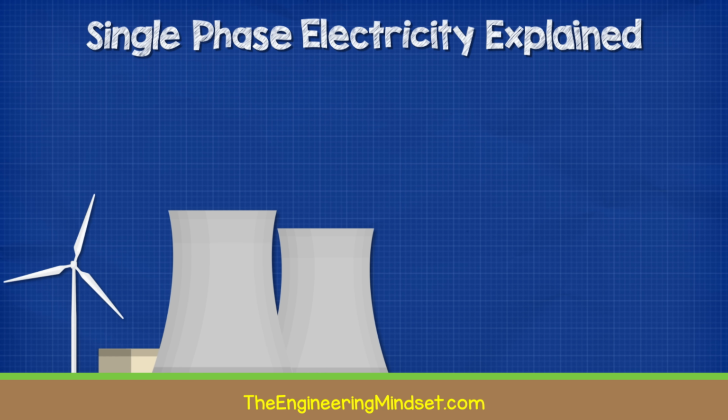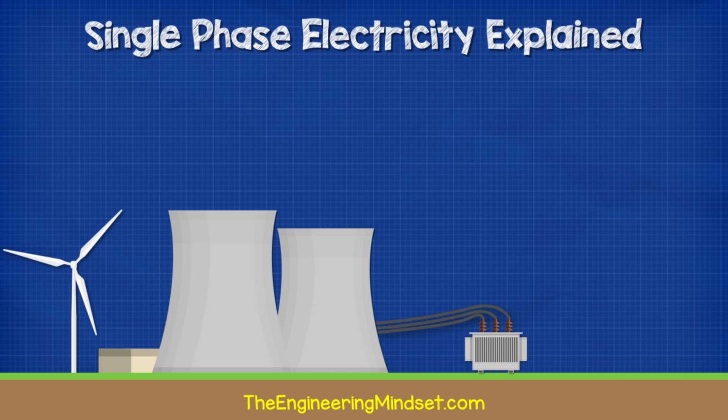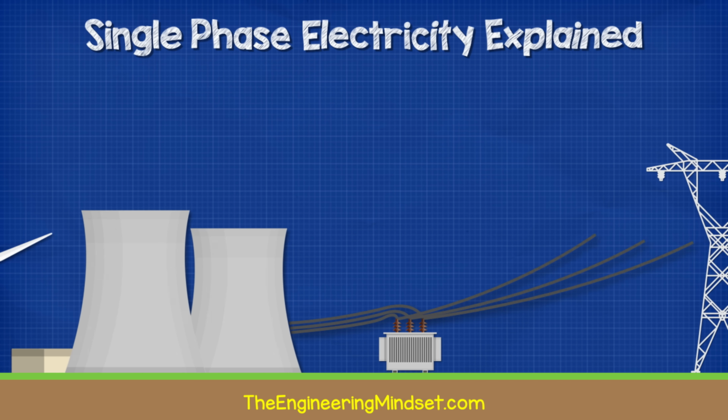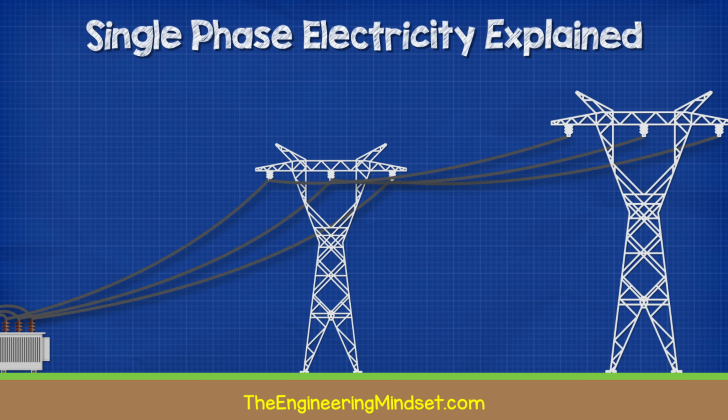So the electricity is generated far away at the power station. The electricity leaves the power station and the voltage is increased in a step-up transformer, where it will then be distributed over long-distance transmission lines. We generate and distribute AC, alternating current, because it is more efficient and convenient than DC, direct current.